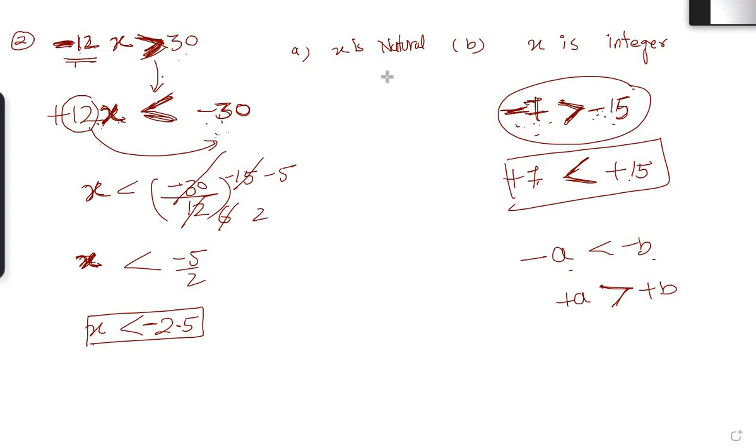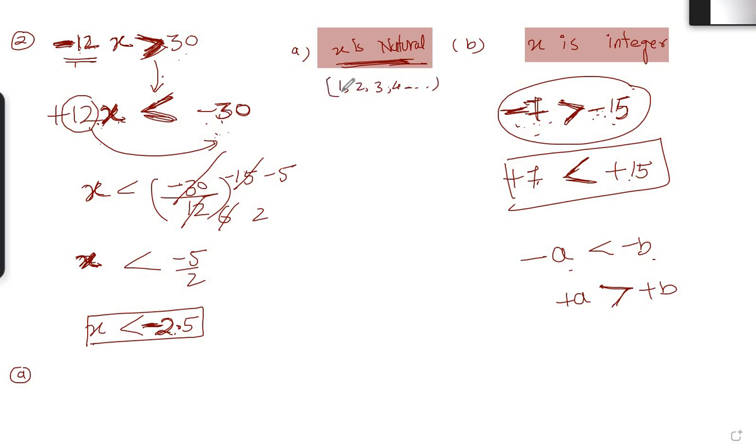But here what they are asking, first part x is natural and second part x is integer. So let me do the first part first. X is natural. So all natural numbers which are below minus 2.5. What will be the answer? Below minus 2.5, natural numbers are not possible because natural numbers are 1, 2, 3, 4. They start with the positive only. So there is no natural number which is x less than minus 2.5. So there will be no answer. Okay.